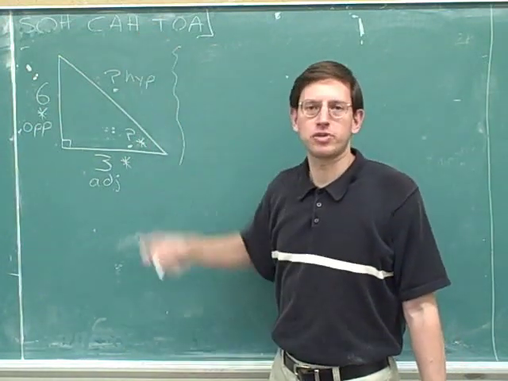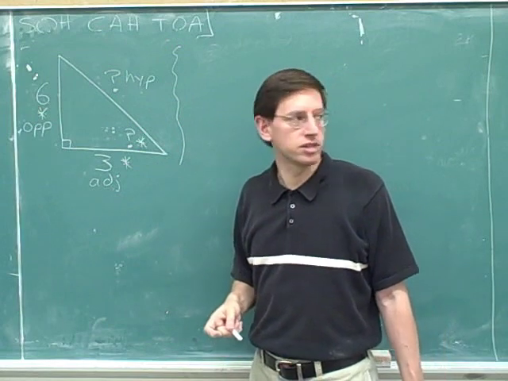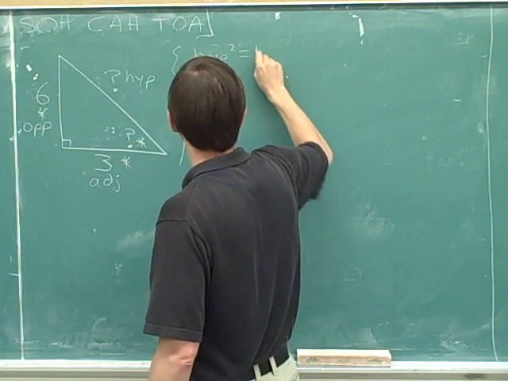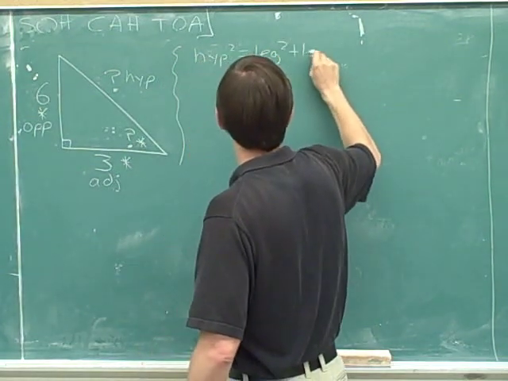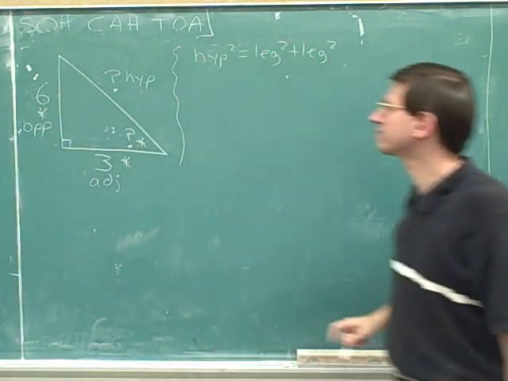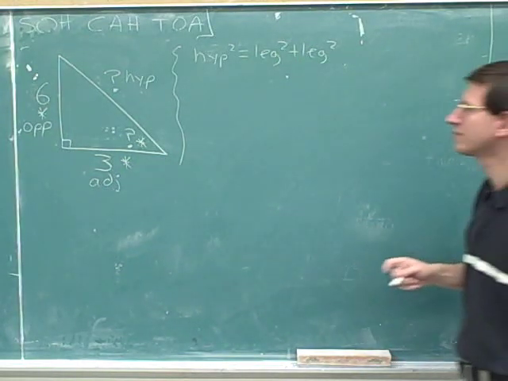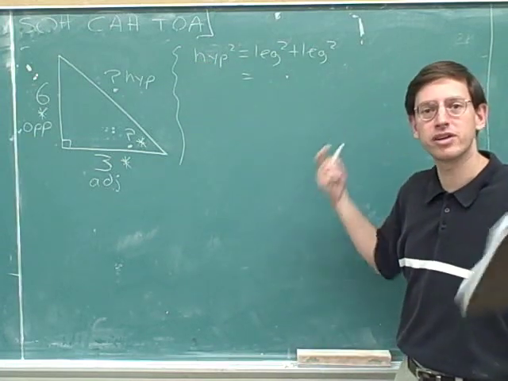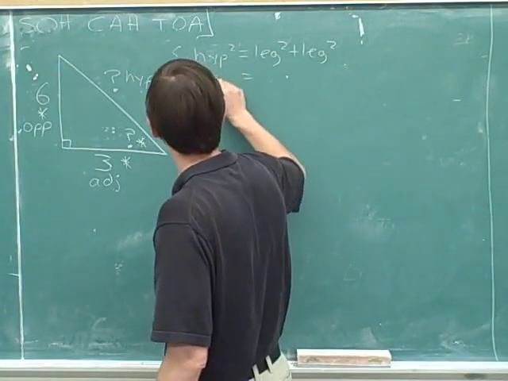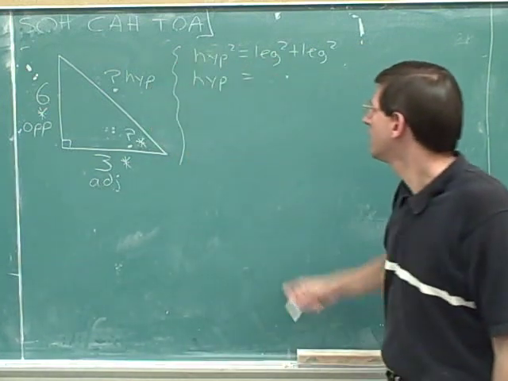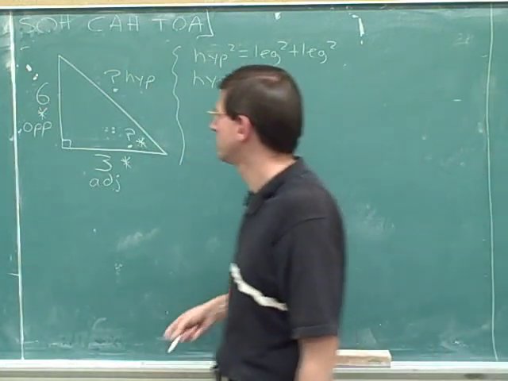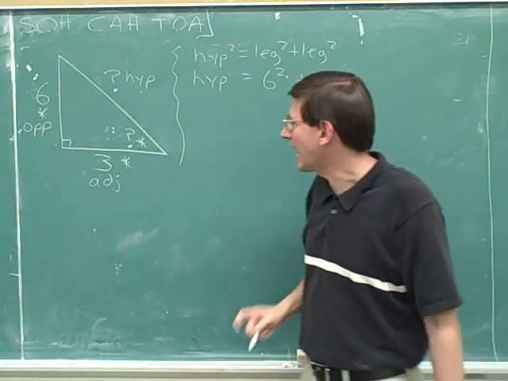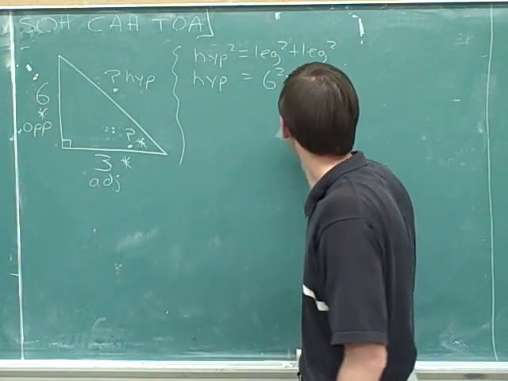Well, the way to do this is not to use a trig function. The way to find the hypotenuse here is just to use the Pythagorean theorem. Remember, the Pythagorean theorem says hypotenuse squared equals leg squared plus leg squared. Now we'll plug in. What do I plug in for the hypotenuse? Well, I don't know the hypotenuse. What do I plug in for this leg? 6. And what do I plug in for this leg? 3.